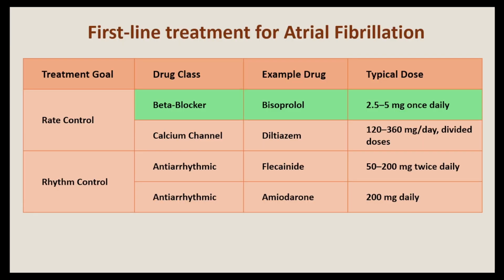First-line treatments for atrial fibrillation, the most common arrhythmia, often include rate control with beta blockers such as bisoprolol, 2.5 to 5 mg once daily, or calcium channel blockers like diltiazem, 120 to 360 mg per day in divided doses. For rhythm control, antiarrhythmic agents such as flecainide, 50 to 200 mg twice daily, or amiodarone, 200 mg daily, are recommended, particularly in symptomatic patients or those with structural heart disease.